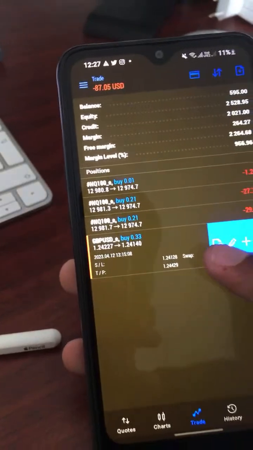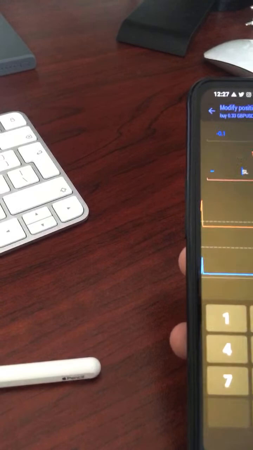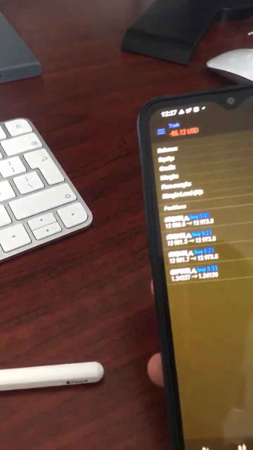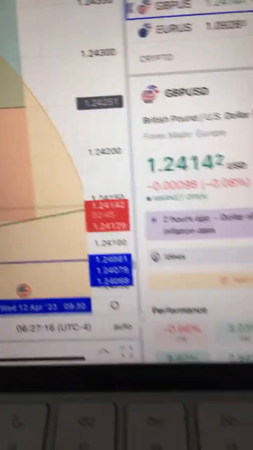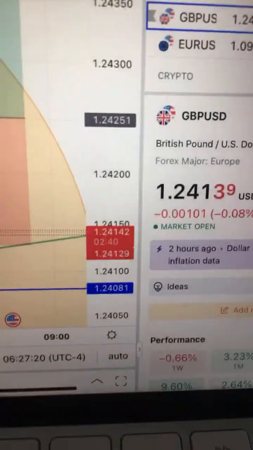Let me edit it to be, let me check. My stop loss will be 1.24081. This is my stop loss, and here is my take profit.